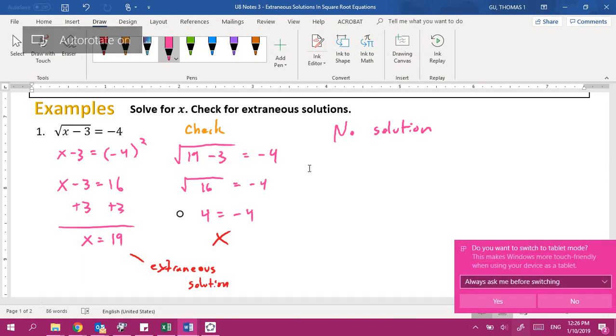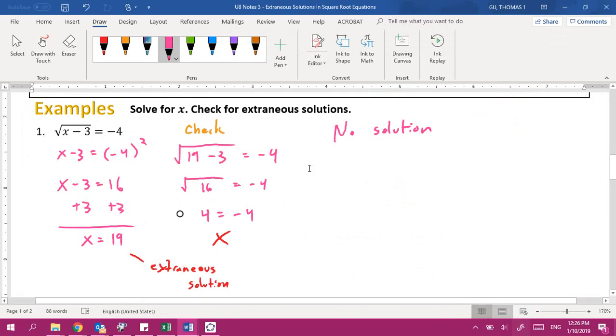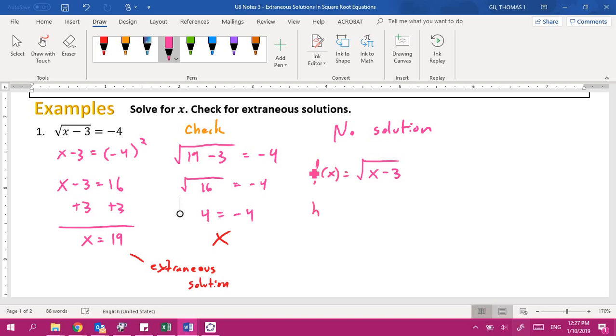So looking at your equation, what's on the left side of the equal sign? Square root of x minus 3. So I'm just going to make that into its own function, so f of x. And then I'll just put g of x. What's on the other side of the equal sign? Negative 4. So I'm just going to turn that into two separate equations, okay?